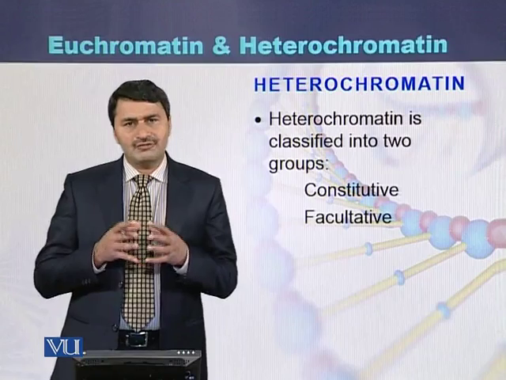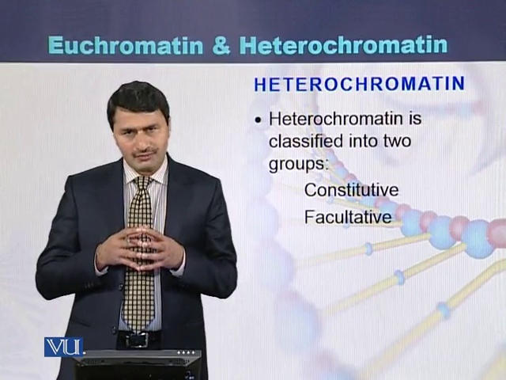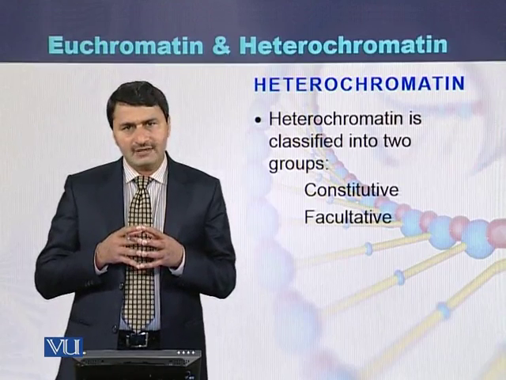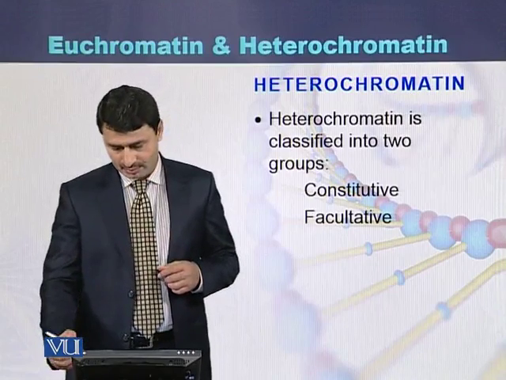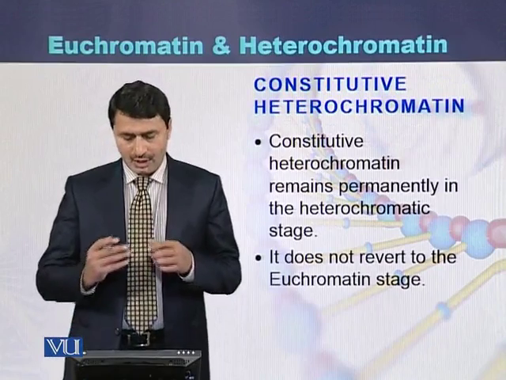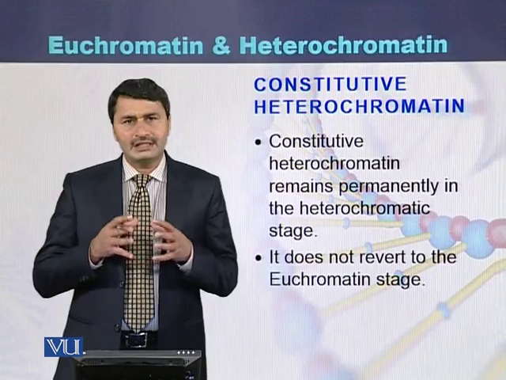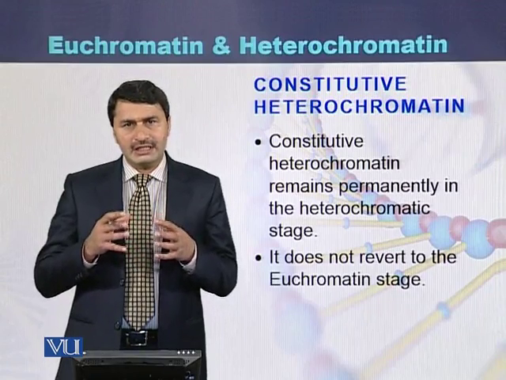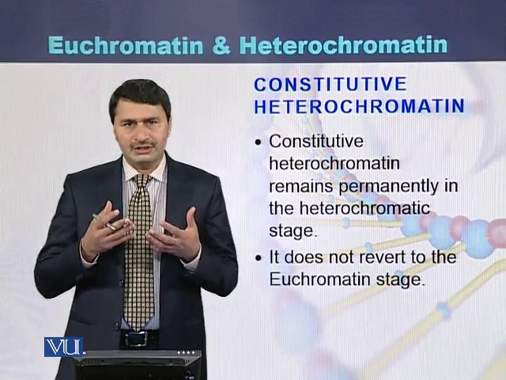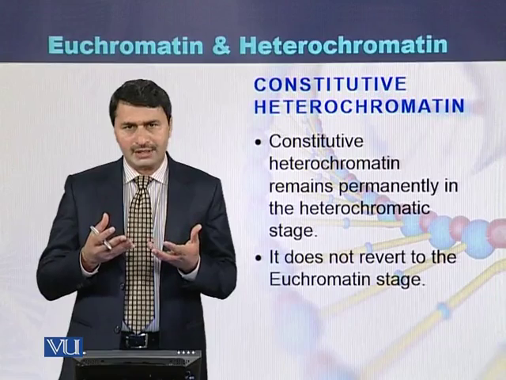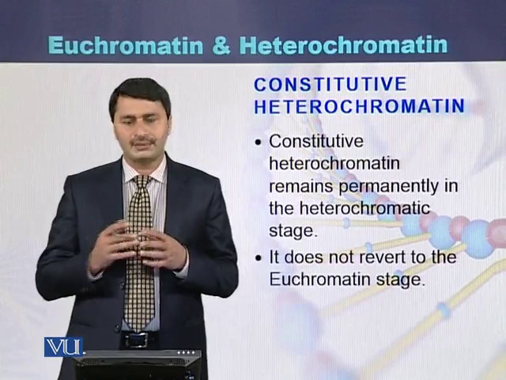Heterochromatin is divided into two types. One is called constitutive heterochromatin and the second one is called facultative heterochromatin. Constitutive heterochromatin is chromatin that remains in its phase throughout the life of an organism. This type of heterochromatin does not revert back into euchromatin.